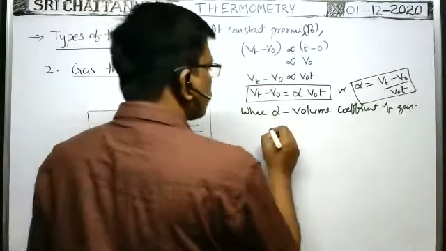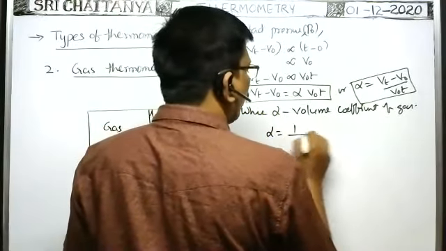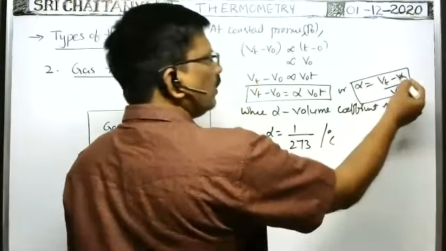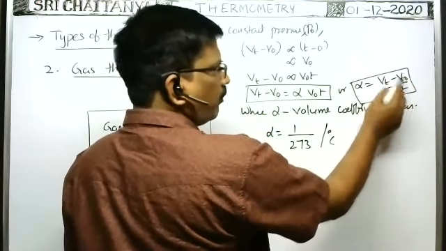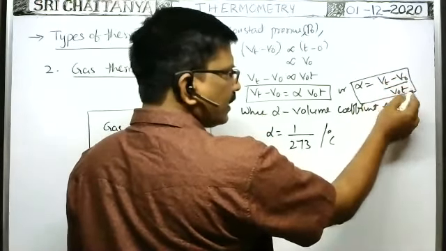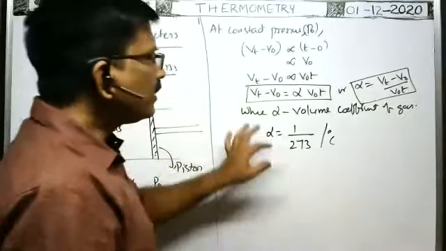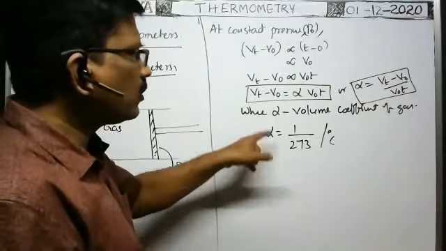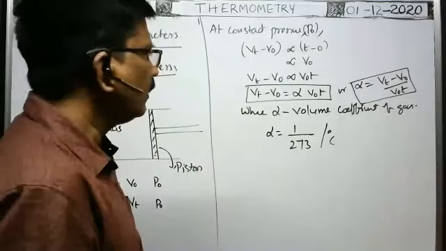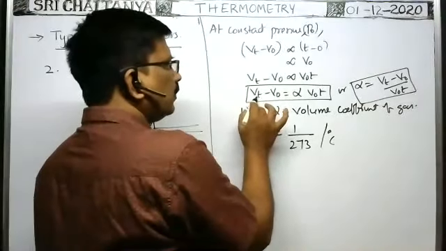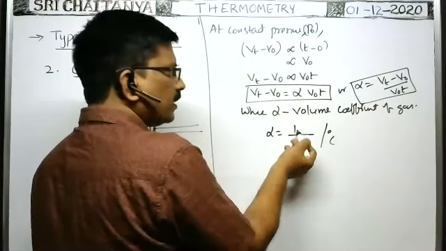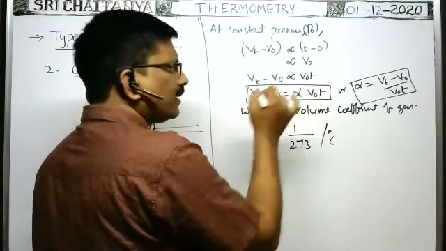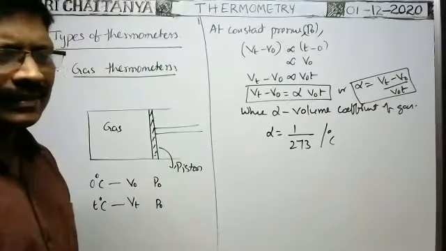Alpha value is approximately alpha is equal to 1 by 273 per degree centigrade, because you see the unit of volume cancels, and T is there. That means 1 by degree centigrade. So per degree centigrade, it is the alpha value. This alpha value is constant for any gas. Okay. So by measuring the Vt value, if you substitute here, you see alpha is fixed, V0 we know, Vt if you measure, then we can calculate T, no?